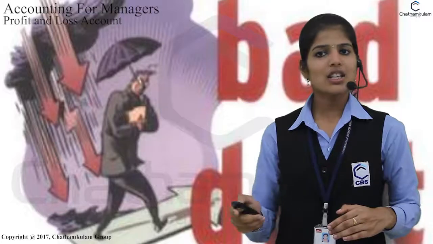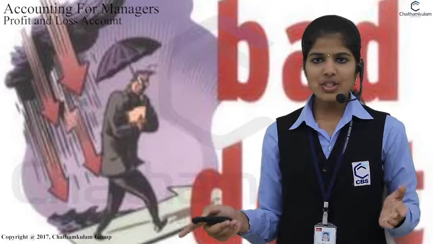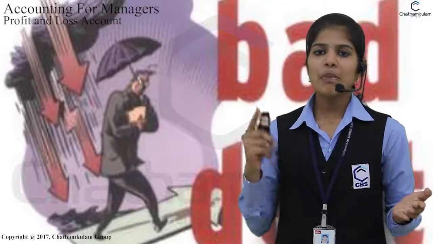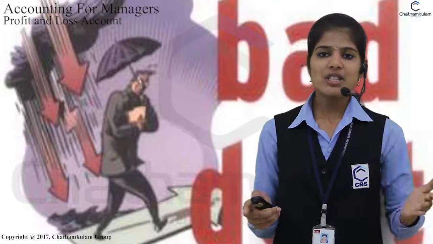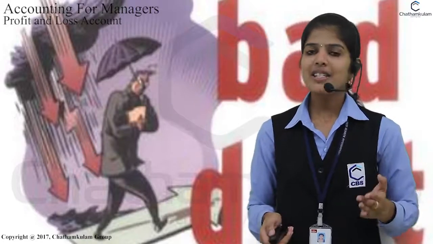Next is the indirect incomes. The indirect incomes involve interest and dividend received, discount received, interest on drawings, commission received, rent received, bad debts recovered, income from investment, profit on sale of assets, and miscellaneous incomes.